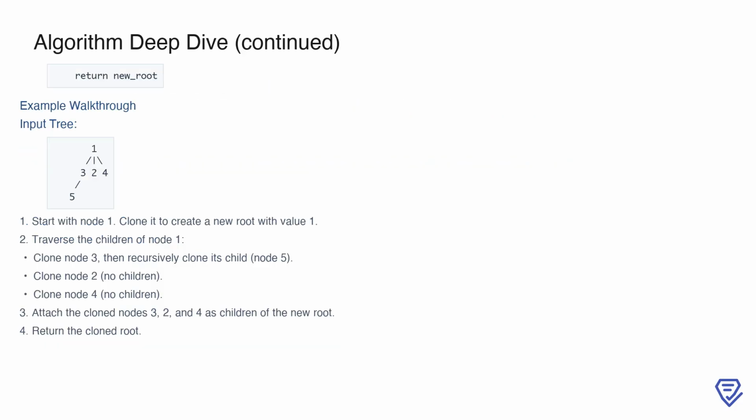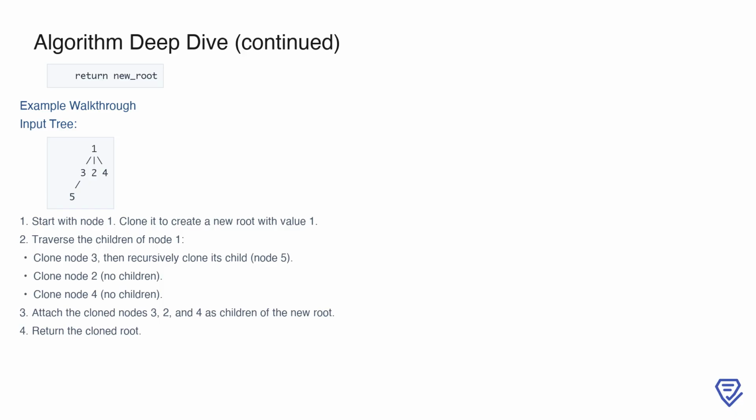The Python implementation of the cloning algorithm begins by defining a simple node class with a value and a list of children. In the clone_tree function, we first check if the input root is null. If it is, we return null. Otherwise, we create a new node with the same value as the root. Next, we iterate through the children of the original node, recursively calling the function on each child. The cloned child nodes are added to the children list of the new node. Finally, we return the newly created root node, completing the cloning process.